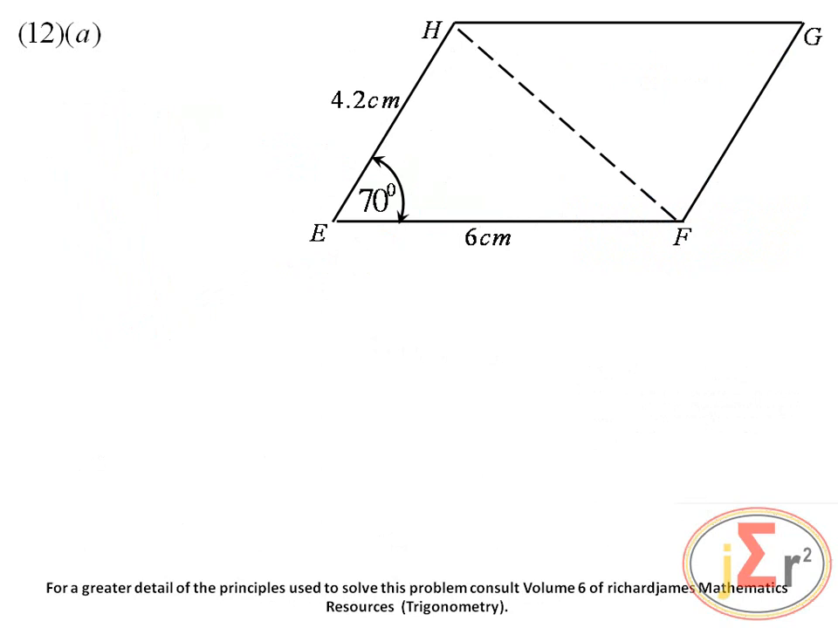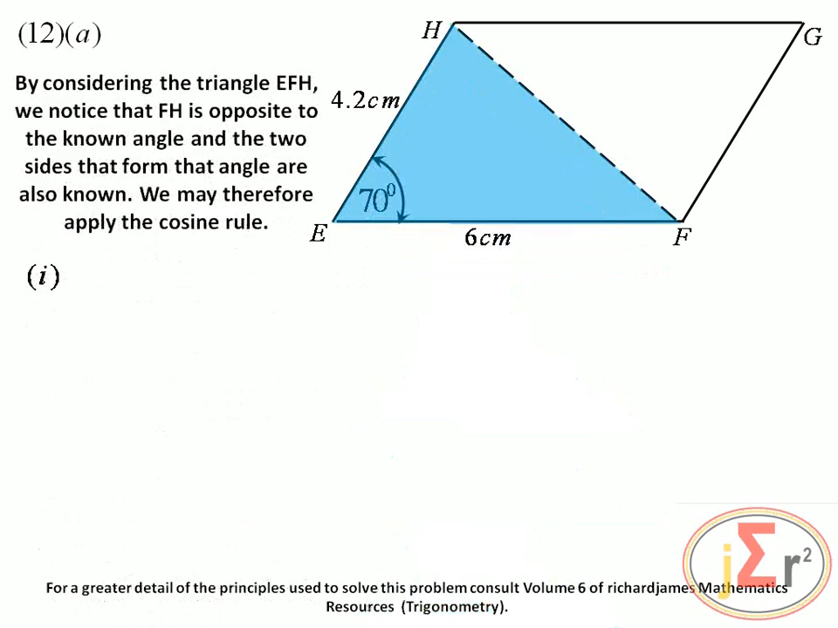There we have a parallelogram. And of course, information about the parallelogram is already given. We are required to find the length of the diagonal HF. And of course, we are going to single out a triangle by which we will do that.